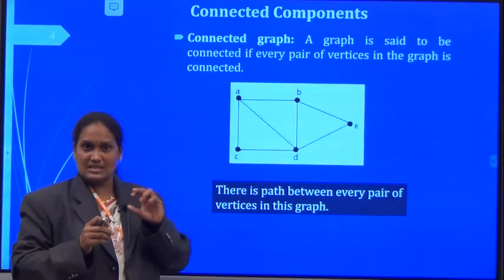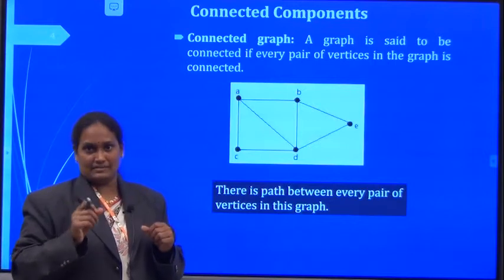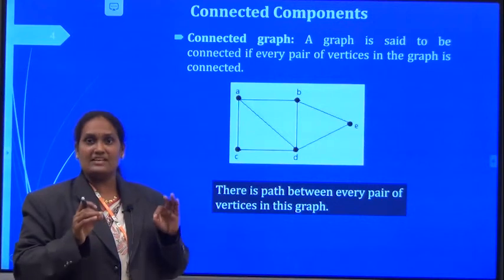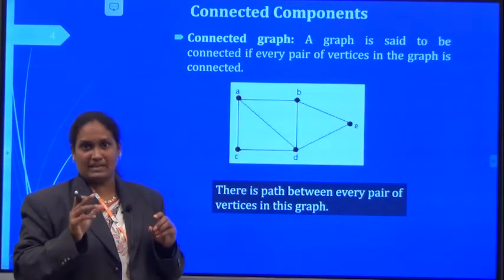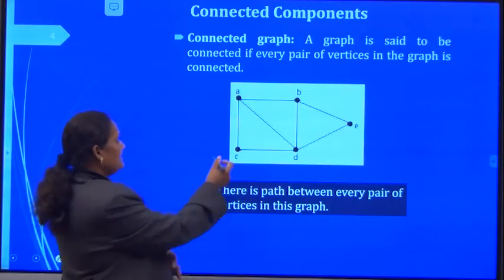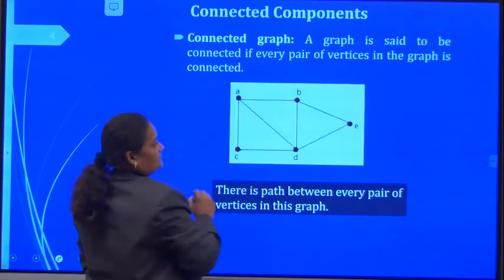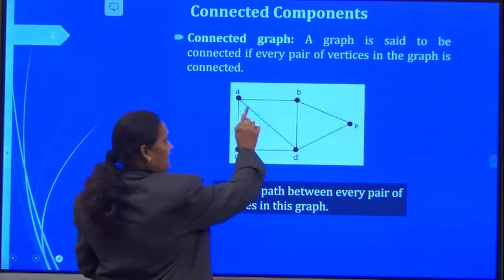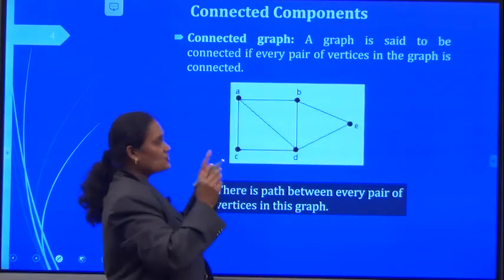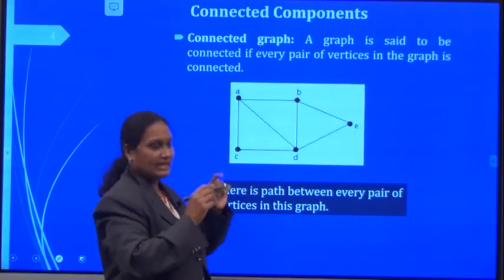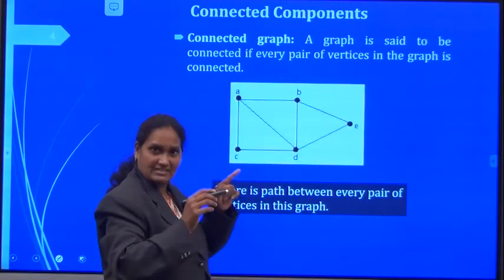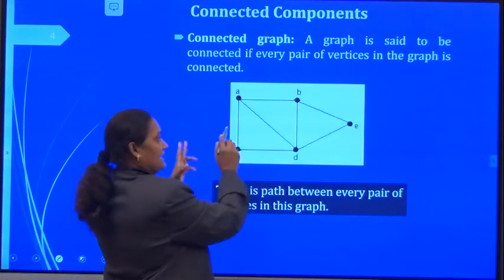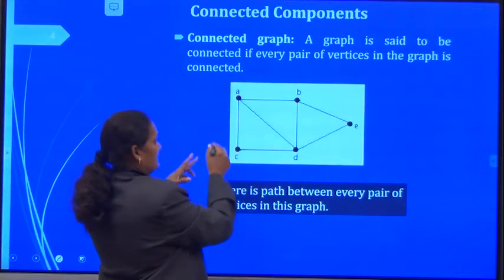So you should observe the difference between edge and path. Here I am not saying edge, I am saying path. There should be a path between every pair of vertices. Let us see, A and B have an edge. If you observe A and E, there is a path from A to E. A and E may not have an edge, but there is a path. So, AB is connected, AE is connected, AD is connected, and AC is connected.